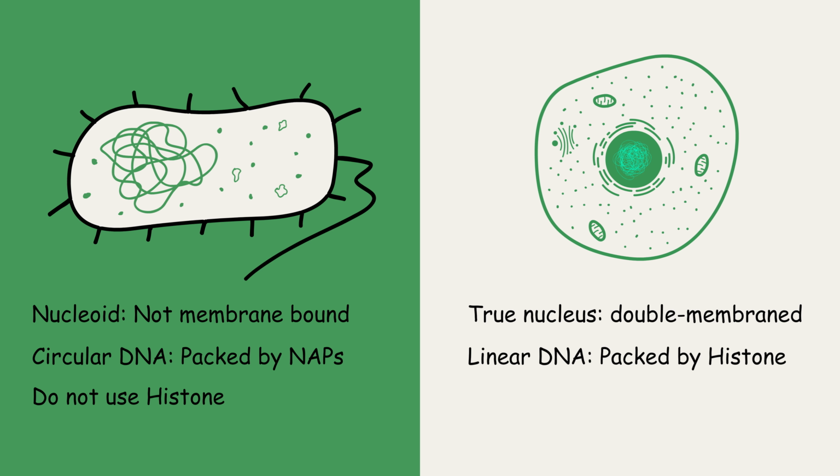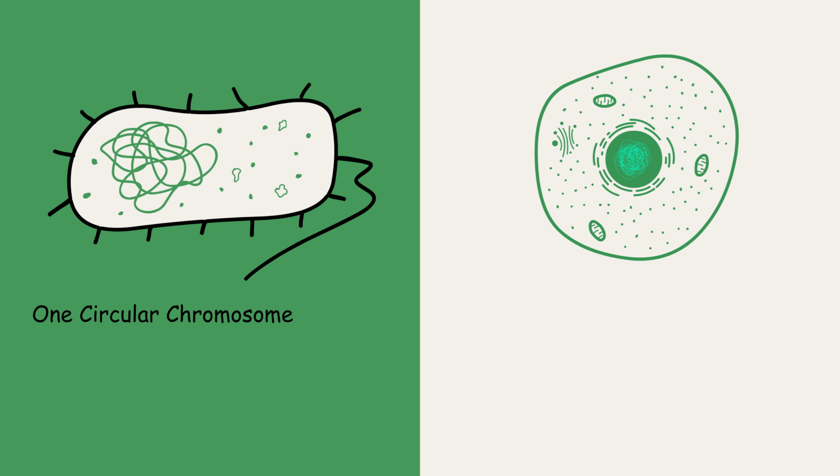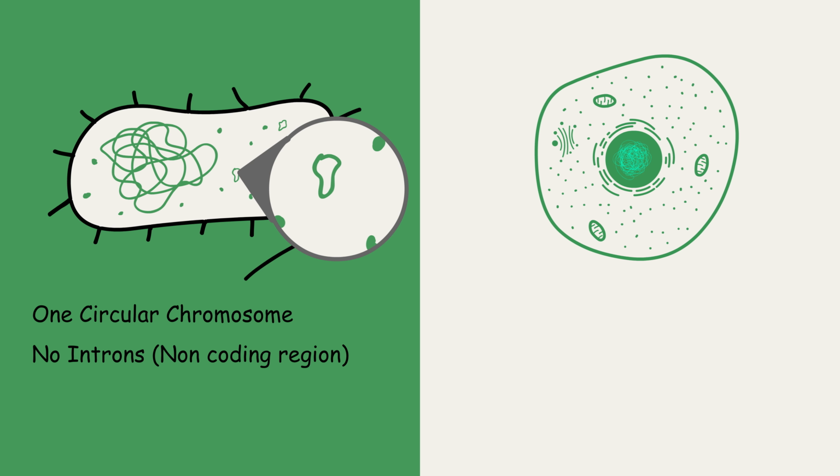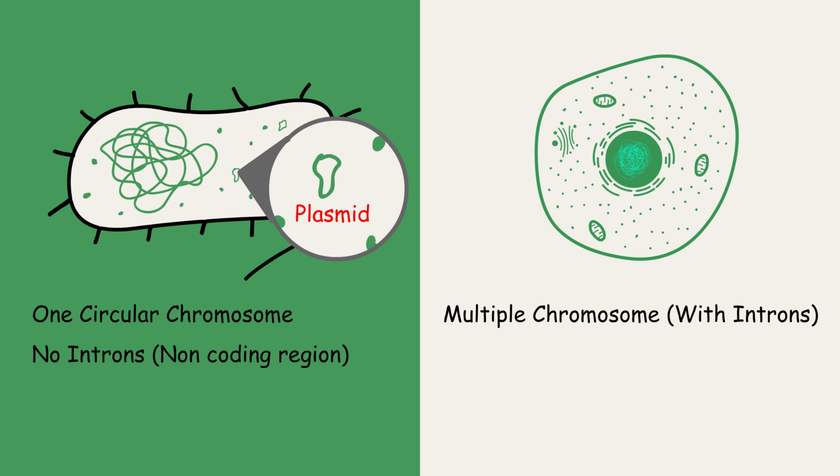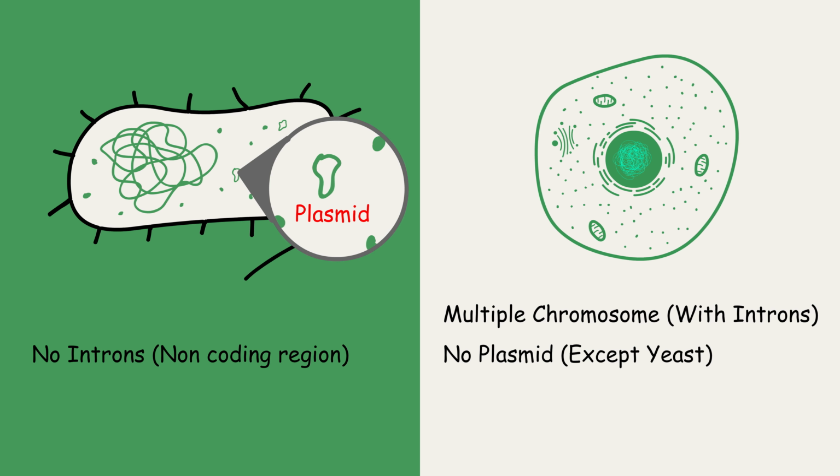In prokaryotes, there is just one circular chromosome with no introns, which are non-coding parts of a gene, and they often have extra DNA called plasmids. Eukaryotes have multiple chromosomes, and their genes contain introns, and plasmids are generally absent, except in yeast.